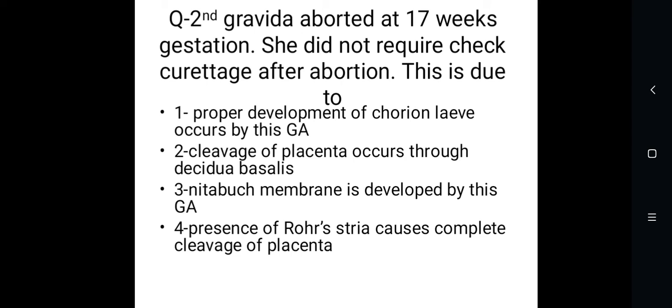Presence of Rohr's striae causes complete cleavage of placenta. This is also a confusing option. Rohr's striae are present in the intervillous space. You just remember that Rohr's striae are present in the intervillous space and are of no clinical significance. So the answer to this question is the third: Nitabuch membrane is developed by this gestational age.